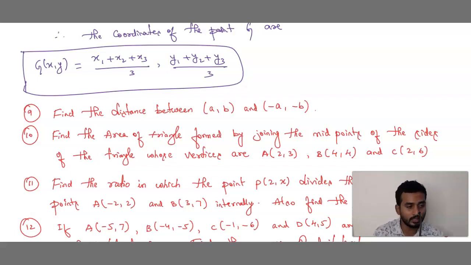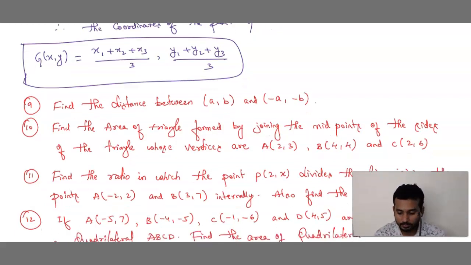By joining the midpoints, we are getting a triangle. We have to find that triangle's area. Is this clear? We have two options. We can try either by using the distance formula, or you can use the condition and solve it.